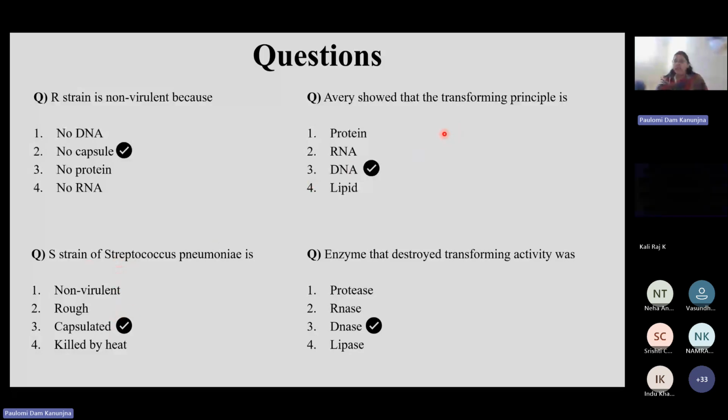Avery finally told the transforming principle of DNA, as we all know, and that was confirmed because the enzyme destroyed the activity, and the enzyme was DNase. I hope people who mentioned DNA, if you have, just got confirmation of the answer. Most of you got that right. Every other question, right? So great job.